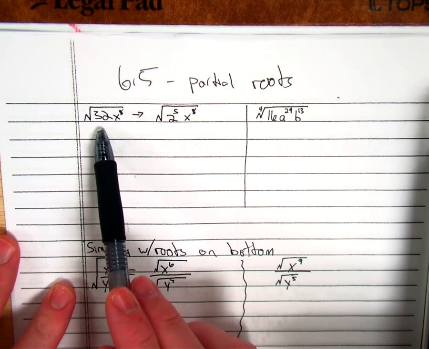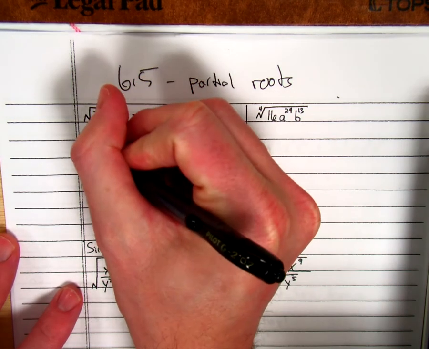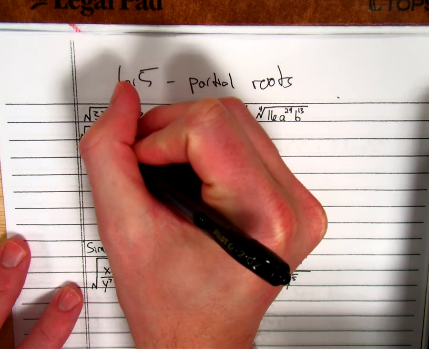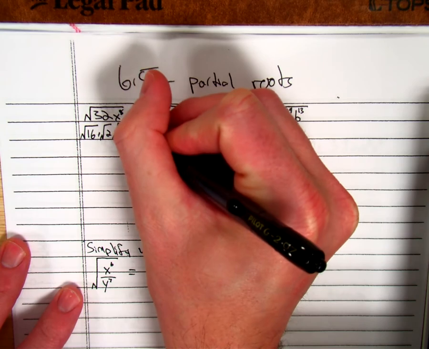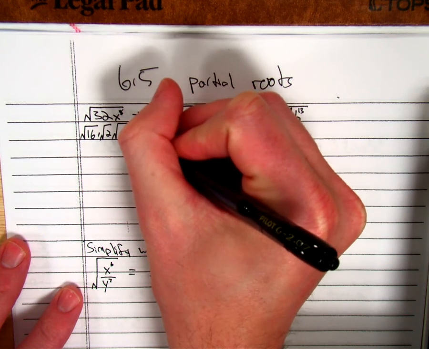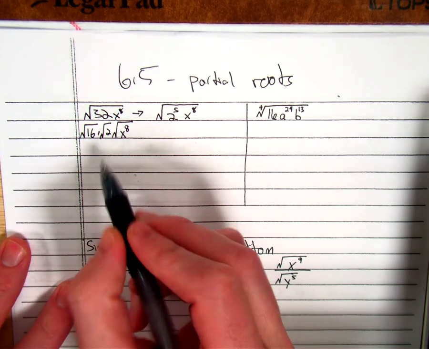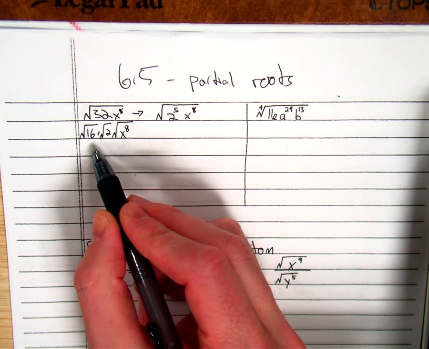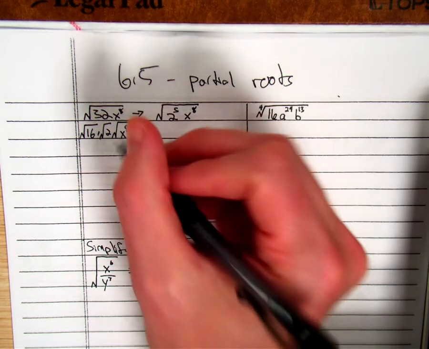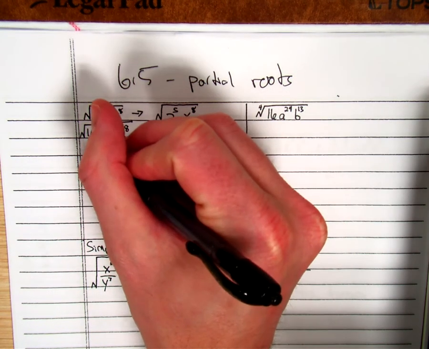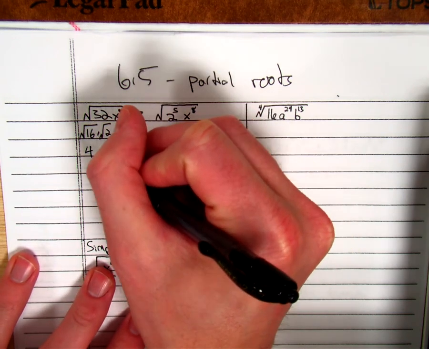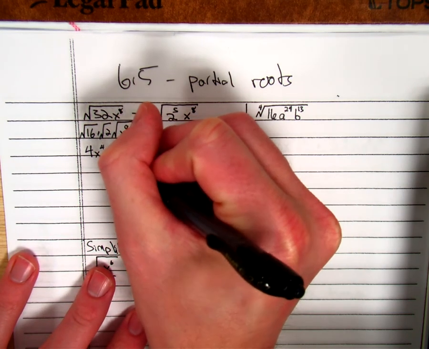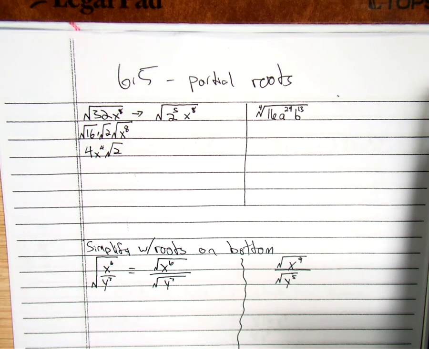So if I'm looking at the square root of 32x to the 8th, we're going to break that down to 16 times 2, and then we still have that square root of x to the 8th. I can do the square root of 16, that's going to be 4. We have a radical 2 there, and then the square root of x to the 8th is going to be x to the 4th. So we'd have 4x to the 4th with a radical 2.